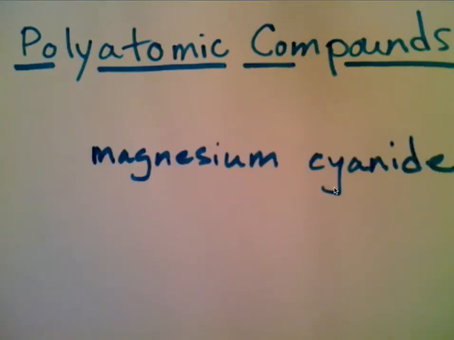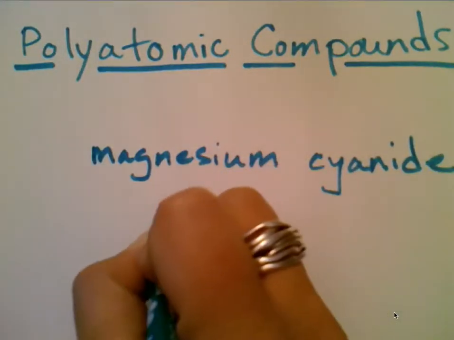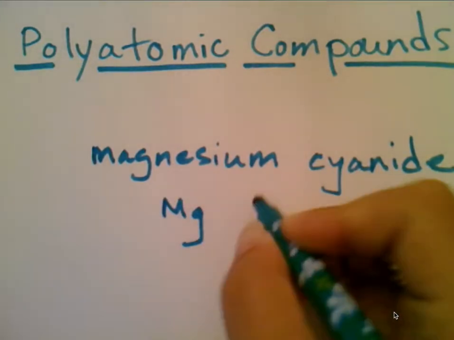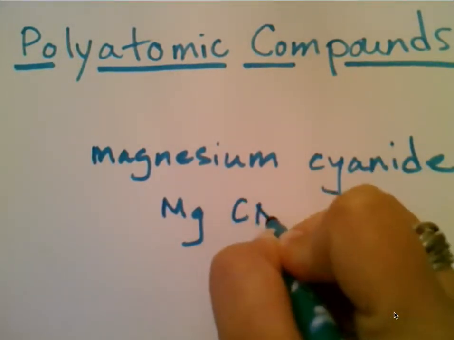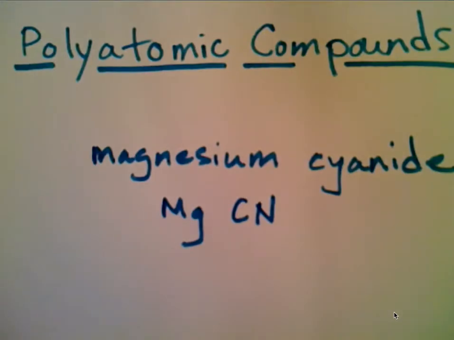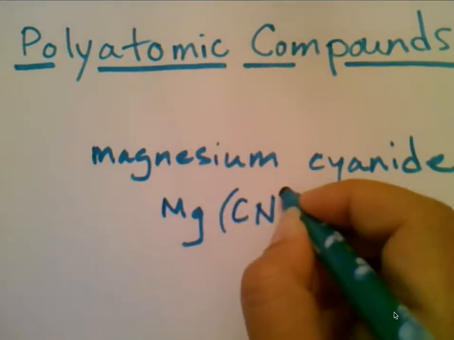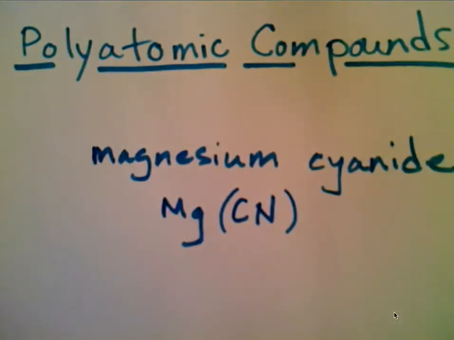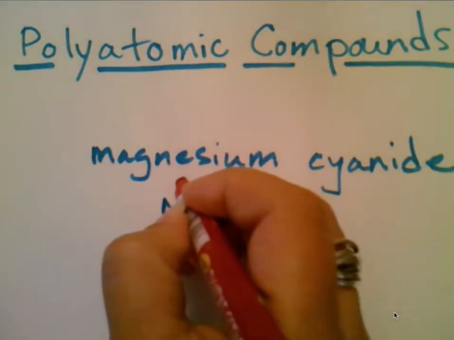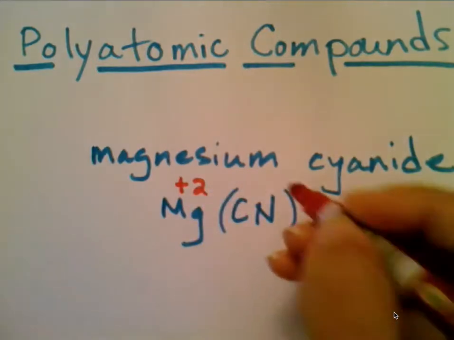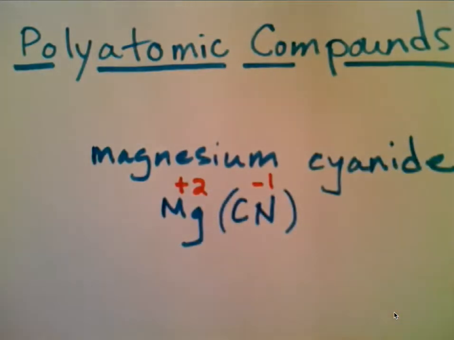So what I will do is I will write the formula for magnesium, Mg, and I will write the group cyanide beside it. Now, what I always do is I like to put my polyatomic ions in brackets, always. And I will get rid of the brackets if I need to in the end, but to start off with, leave the brackets on. Then I take a look at the charge for magnesium, and I know magnesium is a +2. And we already saw that cyanide was a -1.